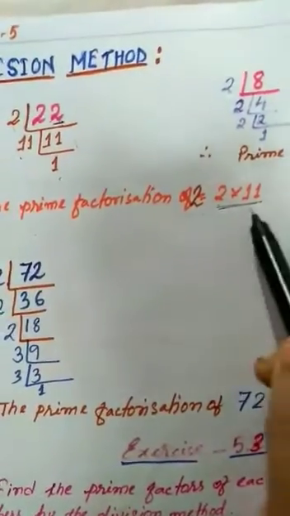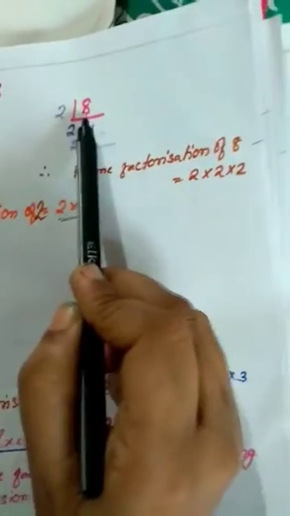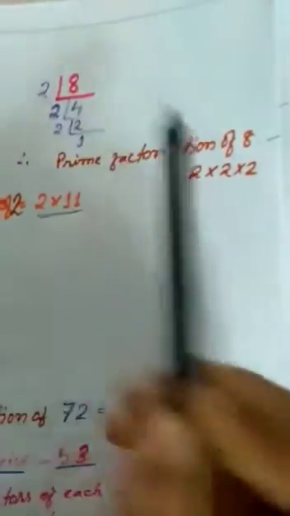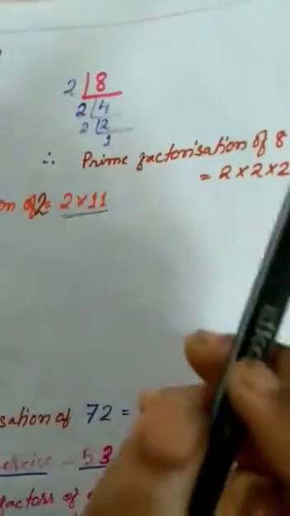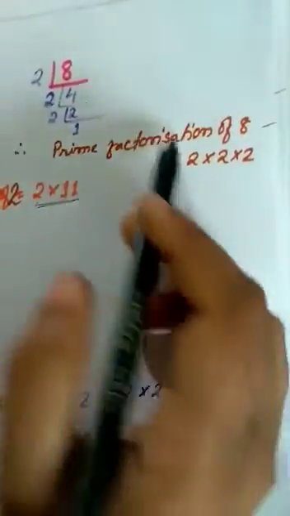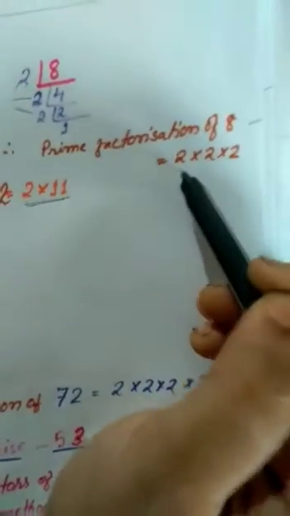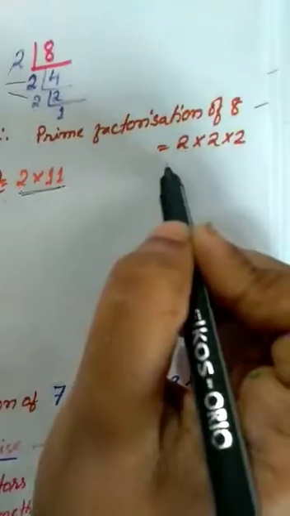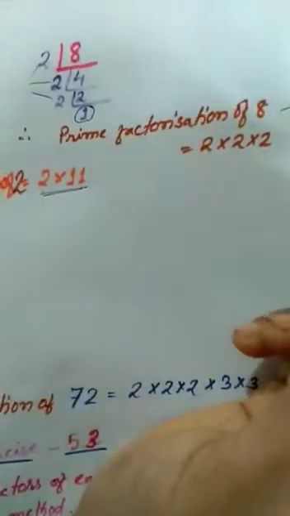Alright children, in the same way, one more very simple example, 8. 2 fours are 8, then 2 twos are 4, and then 2 ones are 2. So the prime factorization of 8 will be, we have to write only the prime numbers. The prime numbers are three 2s, that is 2 cube, and the 1 we cannot write here as it is not a prime number.